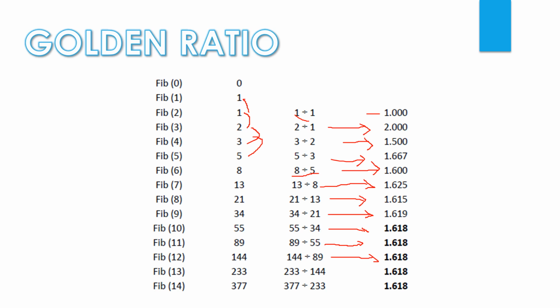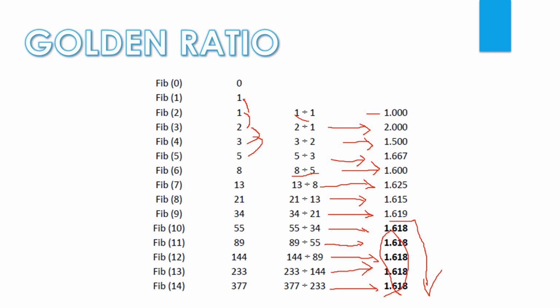Okay, so 233 divided by 144 is equal to 1.618. So 377 divided by 233 is 1.618. So as you observe, from Fibonacci 10, sequence 10, and so on, going down or going up the sequence, it results in 1.618. So that is why it became the golden ratio.